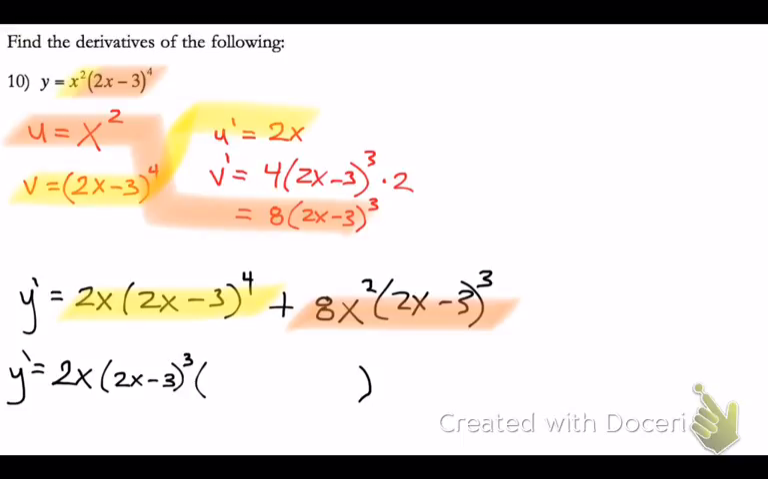From the first term, we factored out a 2. So 2 divided by 2 is 1. That one went away. From this one, we factored out an x. So x divided by x is 1. That went away. And then from this, we factored out (2x minus 3) to the power of 3. So if there were 4 and we factored out 3 of them, that means there's 1 left. You guys okay with that?